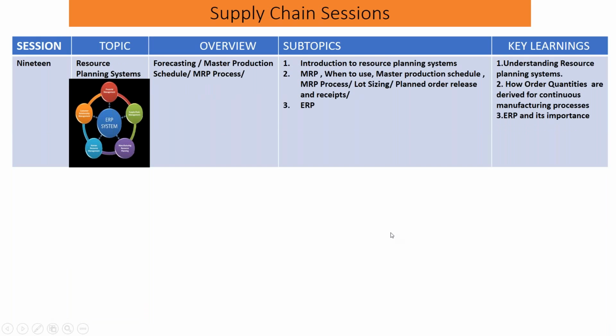We'll touch this. And finally, chapter 19 will cover forecasting and master production schedule, and that is the MRP process. With the MRP process we'll touch ERP, and how important ERP is in real life situations. We all know the difference between MRP and MRP II, and then comes ERP. So we'll have some detailed discussion and question answer on that.